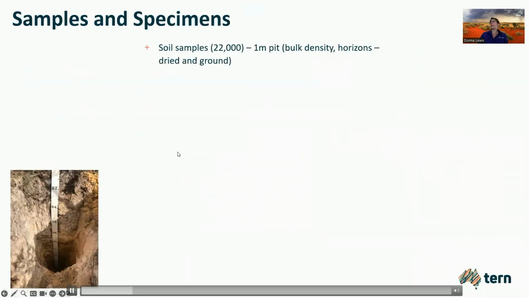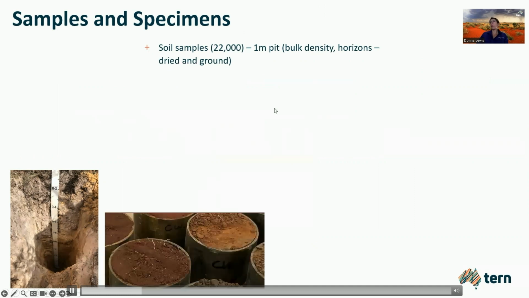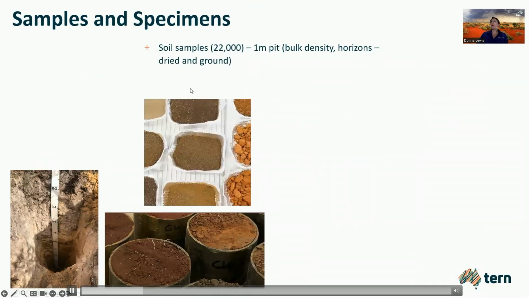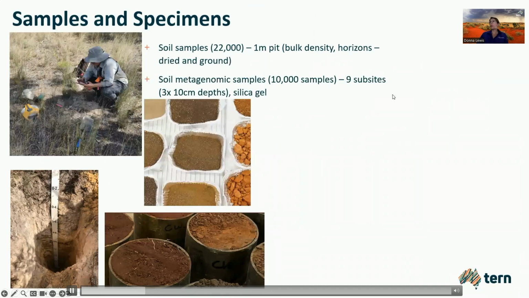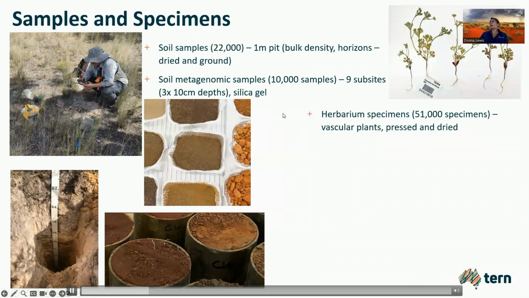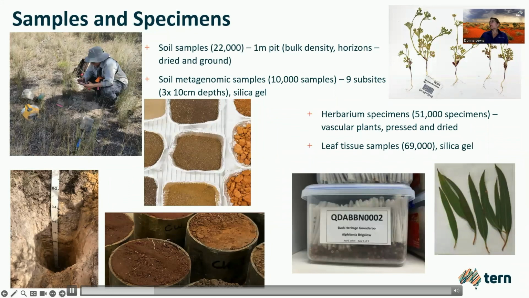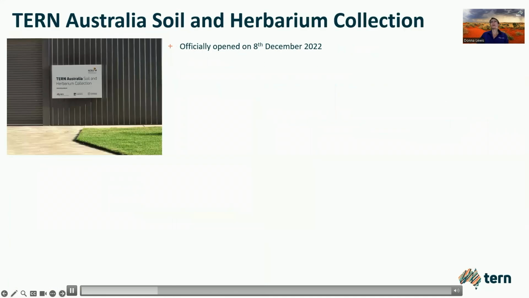So delving a little bit deeper into the samples and specimens, we can categorise these into 4 samples and specimens, if you like. Soil samples that are collected from a 1 metre pit on the plot, including bulk density, soil horizons, as well as metagenomic samples that are collected from 9 subsites across a plot. We also have herbarium specimens, 51,000 currently, and then mainly vascular plants. We have leaf tissue samples that are also stored in silica gel for long-term preservation.